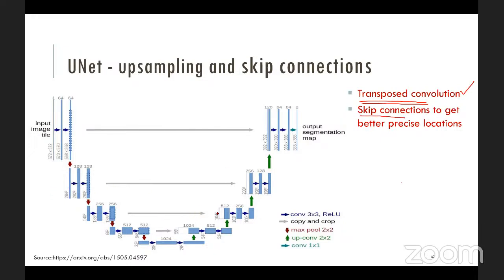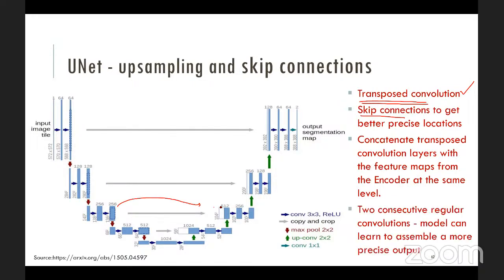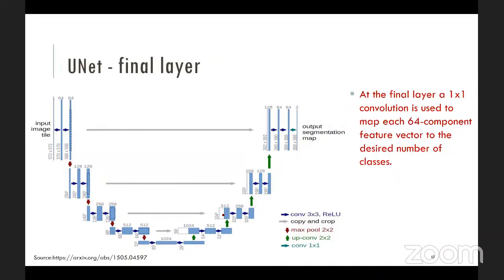So the stack of these maps is there. Now, as I told you, we concatenate the transposed convolution layers, which we got from here, and the feature maps, which we got from the encoder, right? So we are putting it here. So the two consecutive regular convolutions. Why are we doing this? Remember, to tackle this gradient vanishing problem, and this will also help our model to learn more precise output.